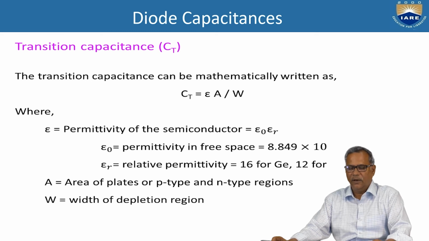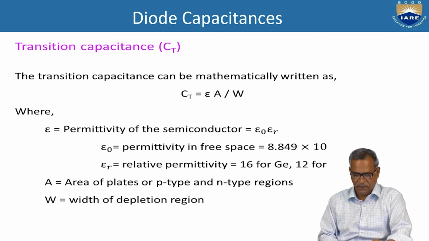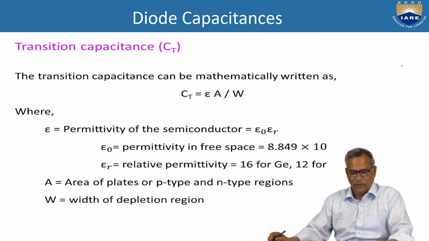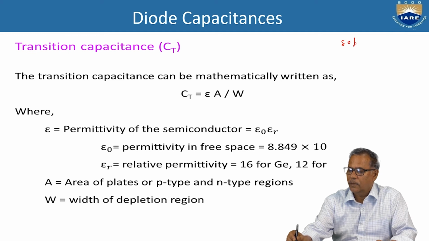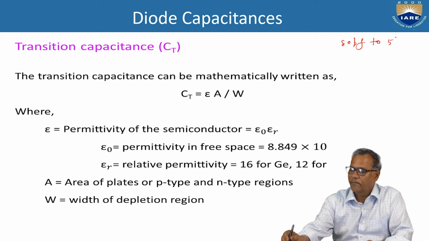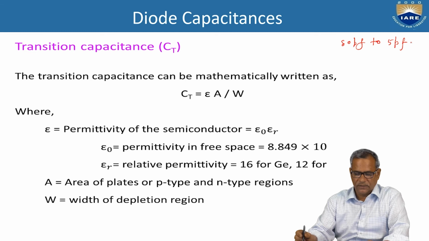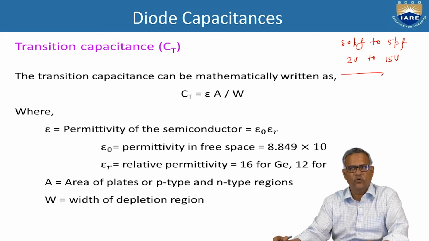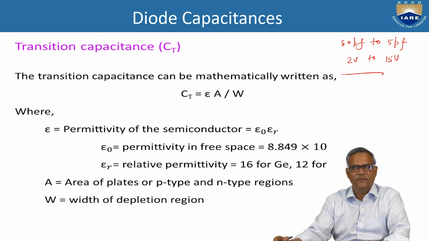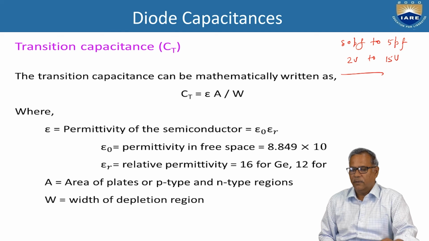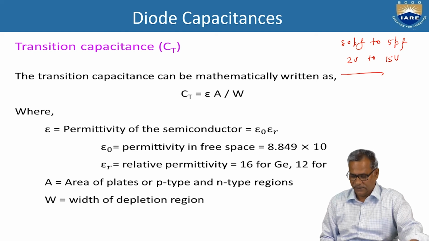And A is the area of the plates for the P-type or N-type region, and W is the width of the depletion region. This transition capacitance typically varies from 80 picofarads to 5 picofarads as the reverse voltage changes from 2 volts to 15 volts. Now let us derive this formula for the transition capacitance.